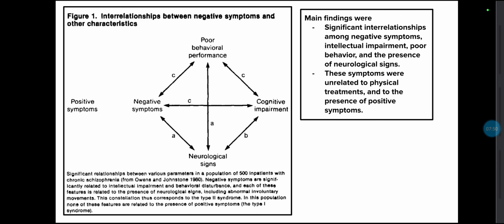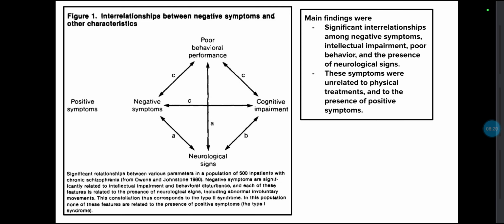Prior to answering all these 6 questions, we come to a very important figure that was given in the article, that is the relationship of positive and negative symptoms with poor behavioral performance, cognitive impairment, and neurological signs. We can very well see that there are significant interrelationships among negative symptoms, neurological signs, the poor behavioral performance, and cognitive impairment, but these were unrelated to physical treatment or to the presence of positive symptoms.